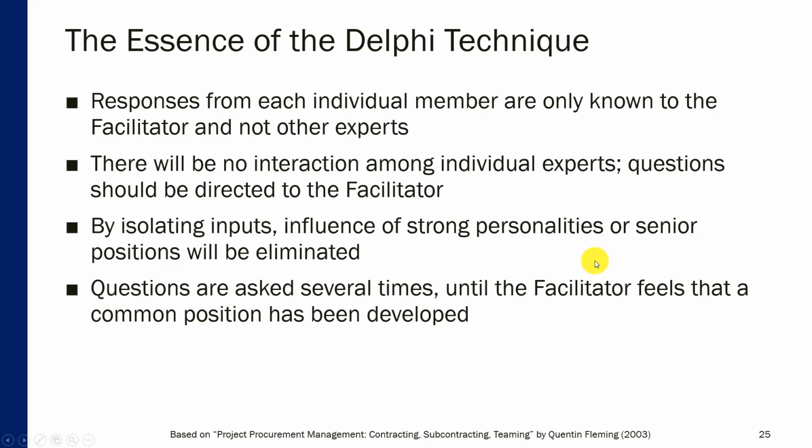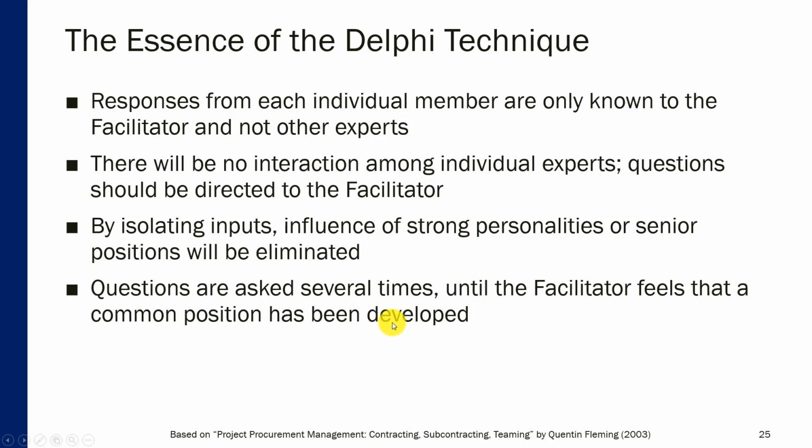the risk register will be refined, and then after doing a few or a couple of iterations, the facilitator will stop the Delphi session if he or she feels that a common position has been developed. In other words, additional rounds of questions do not lead to any new ideas, and the team seems to be converging on a common list of risks.